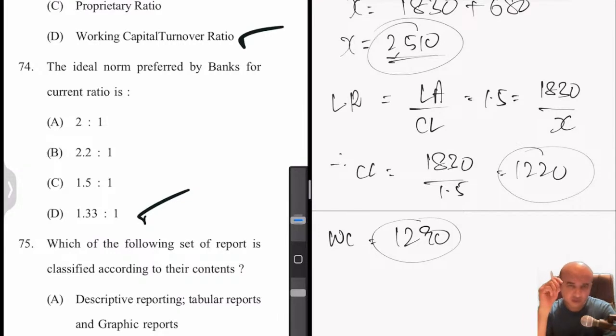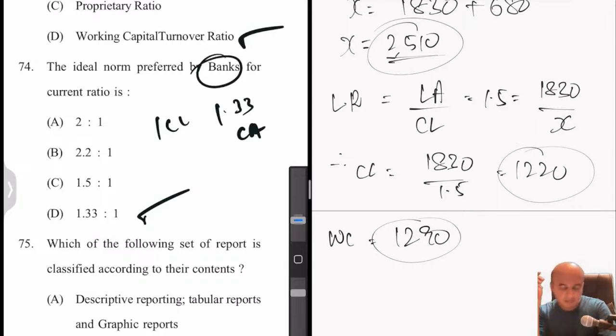So this means what? For every 1 rupee of current liabilities, the client of the bank should have at least 1.33 rupees of current assets. If you have 1 rupee current liability, you should have 1.33 current assets. That is what banks prefer.